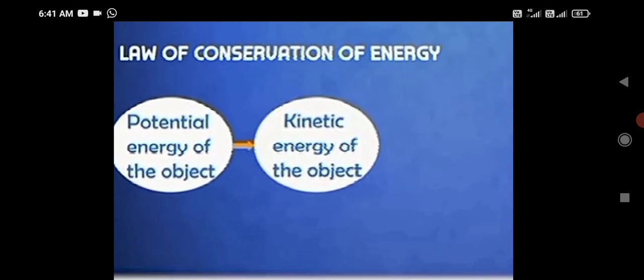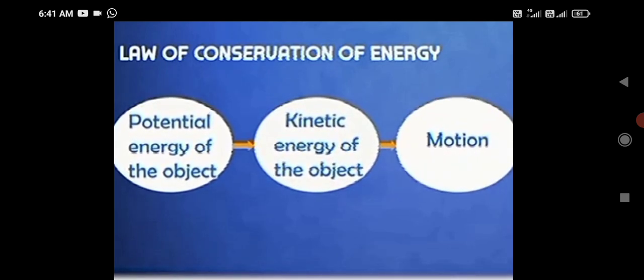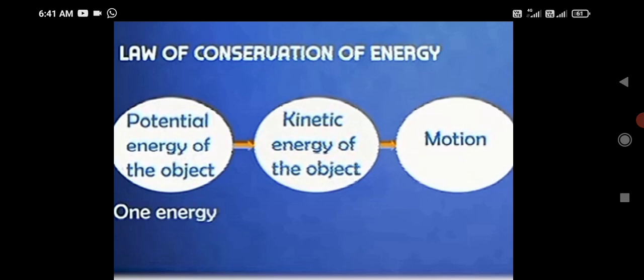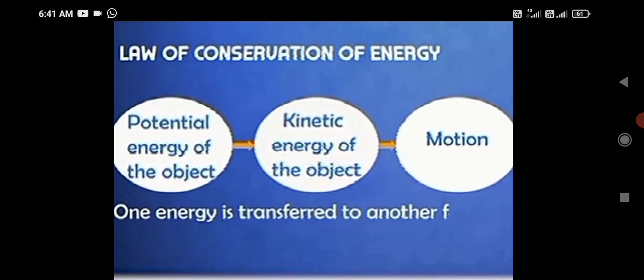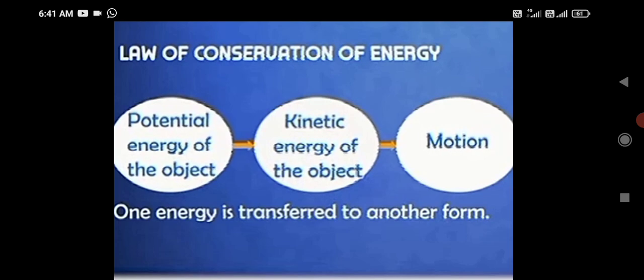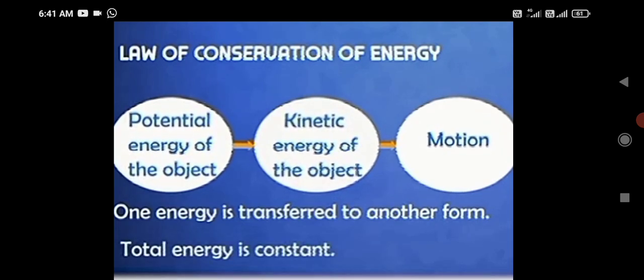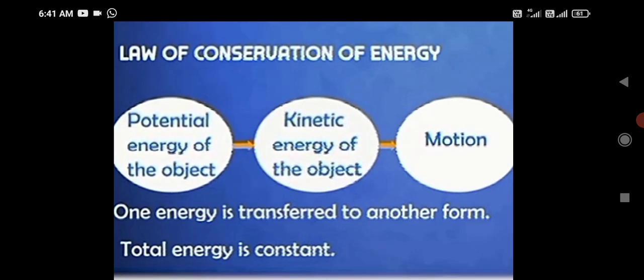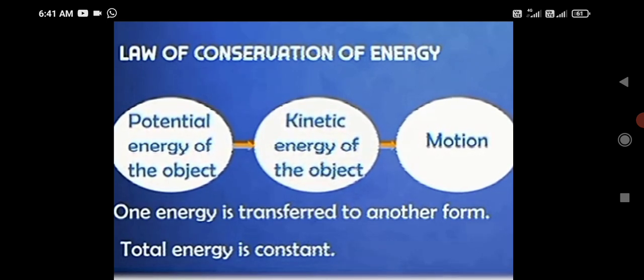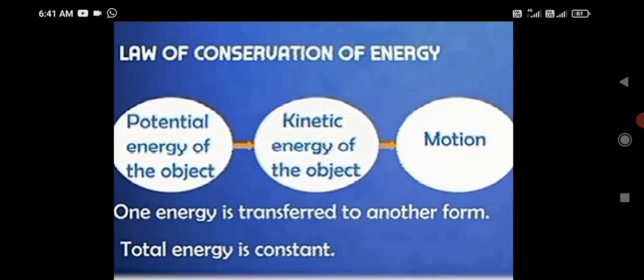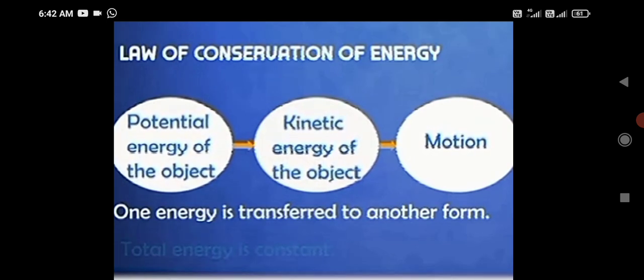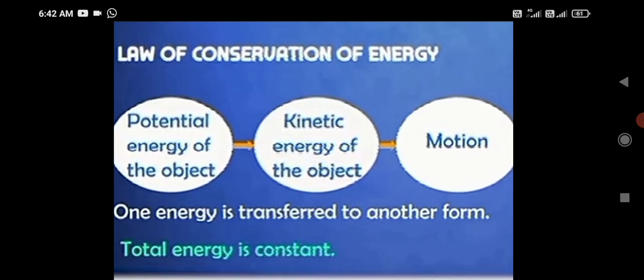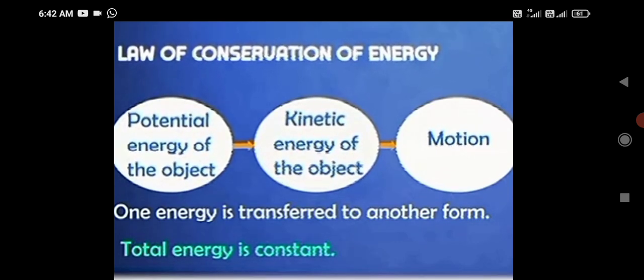If you add these two, potential and kinetic energy, what happens? The combined effect of potential energy and kinetic energy is called total energy. Here one energy is transferred to another form, but anyhow the total energy is conserved. Total energy is constant. Potential energy is converted to kinetic energy that causes motion. So the total energy, potential energy plus kinetic energy, is a constant.